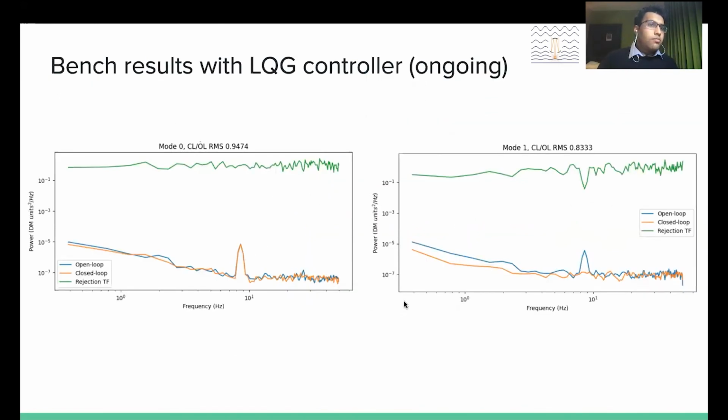And finally, another evolving part of the research is putting all of this together and getting bench results with the LQG controller, which is not providing as dramatic an improvement as we expected, sometimes notching out the peak and sometimes not. This is an ongoing area of research, which is probably mostly caused by the synchronization errors that have since been fixed. I'm working right now on rerunning these experiments with the better synchronization that I described and seeing the improvement there.